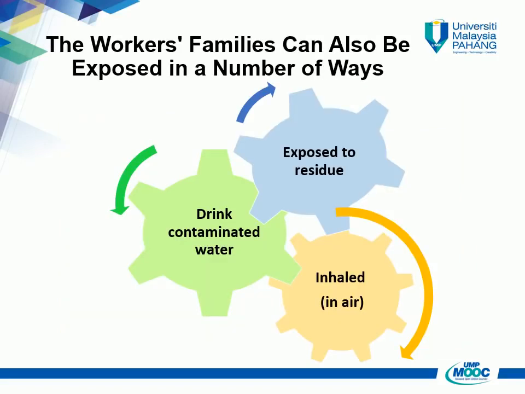The workers' families can also be exposed in a number of ways. They can inhale the pesticides which may linger in the air, they can drink contaminated water, or they can be exposed to residues which may be on the workers' clothes. Other people in the community can all be exposed in the same ways as well. When the chemicals get absorbed into the soil or leach into the groundwater supplies, the adverse effects on the natural environment can be permanent. These will result in occupational diseases.